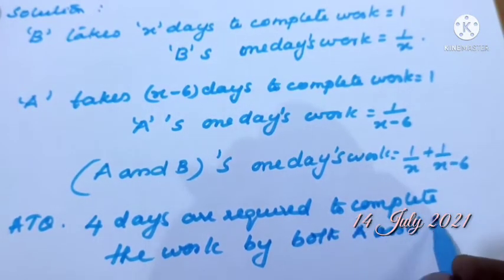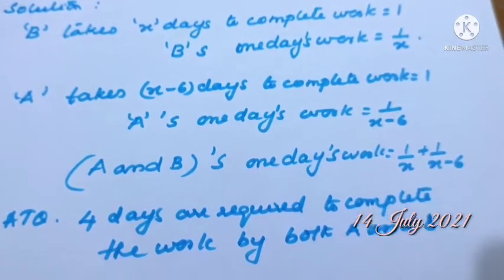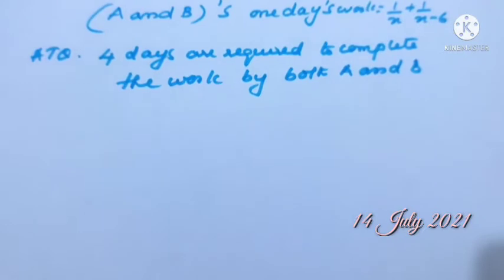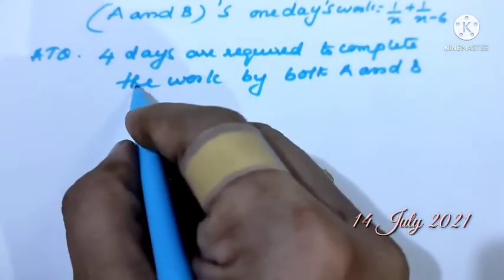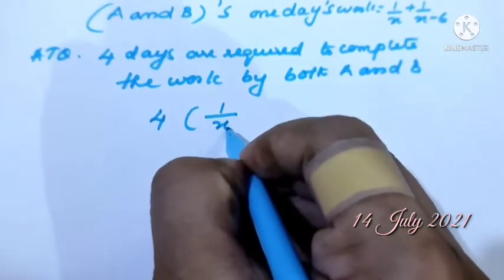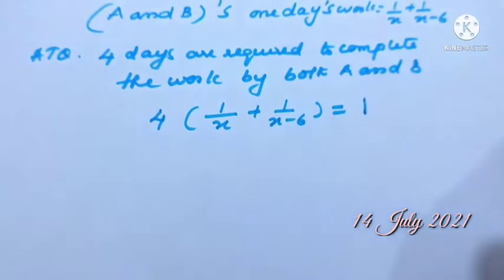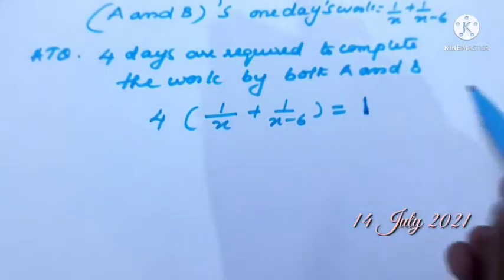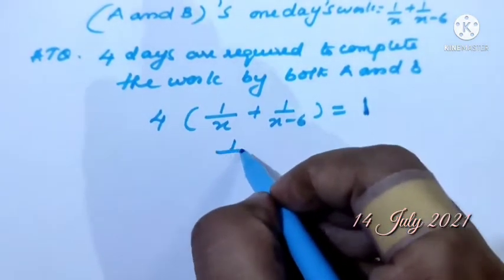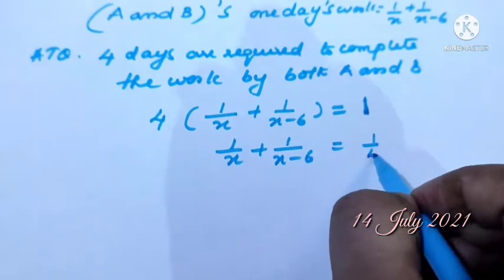So what is the meaning? In 1 day we are having 1 by x plus 1 by x minus 6. Now if they worked 4 days, the work is completed. So 4 into 1 day's work is equal to the complete work done, that is equal to 1 only. In this type of question, the complete work is represented by 1. So 1 by x plus 1 by x minus 6 equal to 1 by 4.